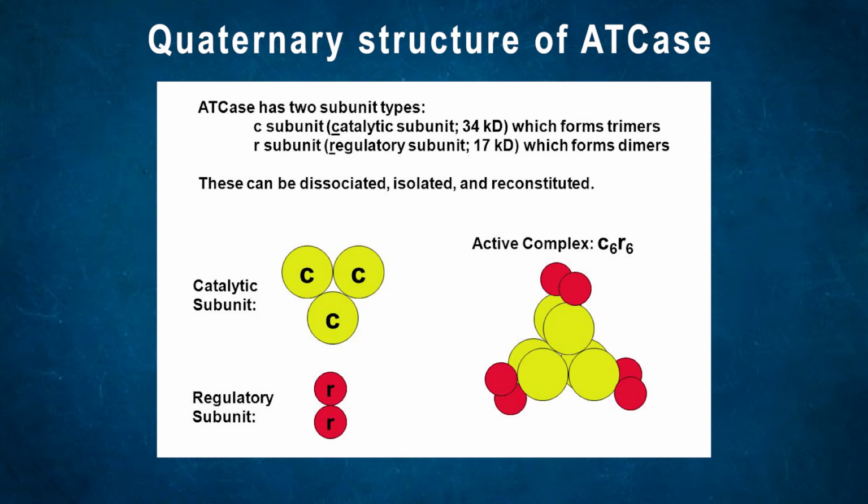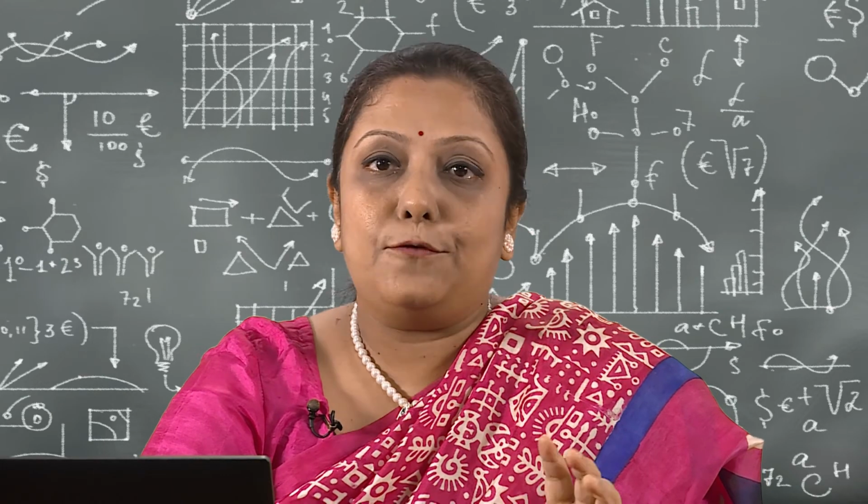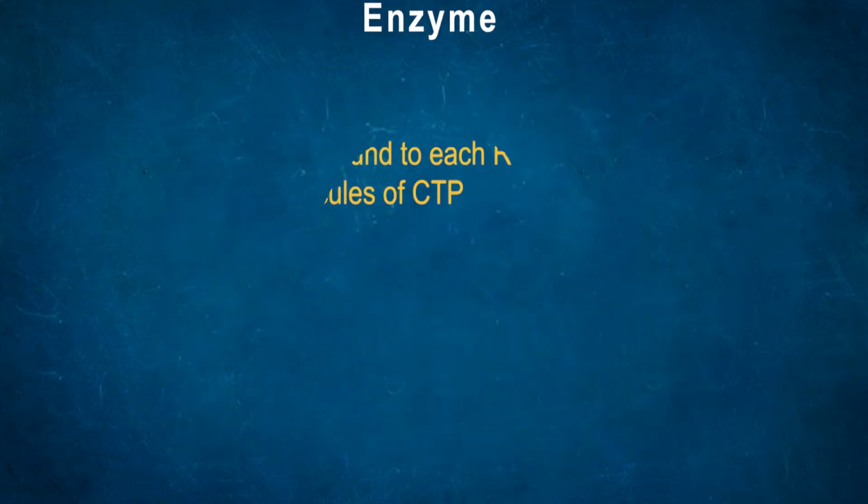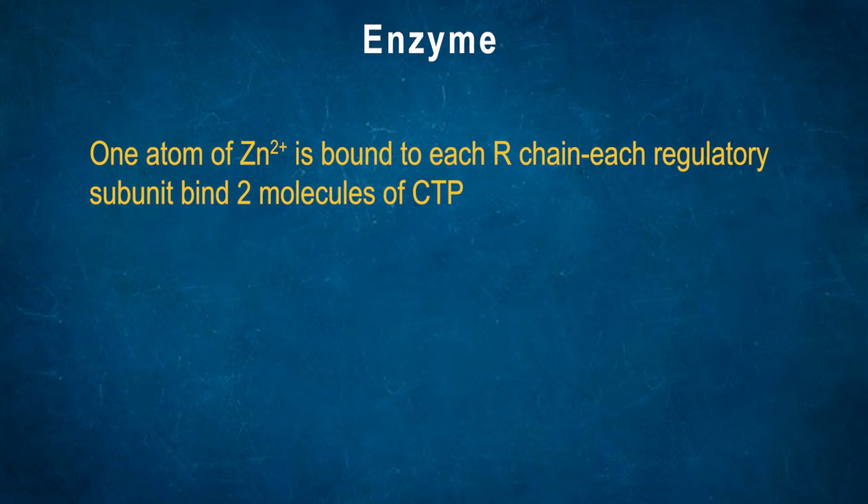Each catalytic subunit is 100,000 molecular weight and contains 3 polypeptide chains called C chains, and each has a binding site for the substrate aspartate and is not sensitive to the modulator. Each of the 3 regulatory subunits has no catalytic activity but contains 2 R chains having molecular weight 17,000. 1 atom of zinc is bound to each R chain. Each regulatory subunit binds 2 molecules of CTP.